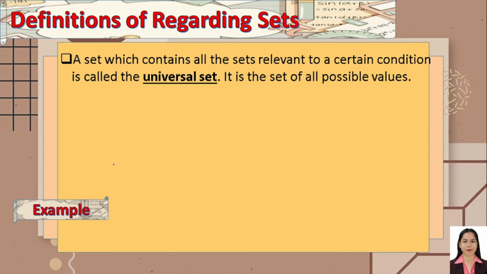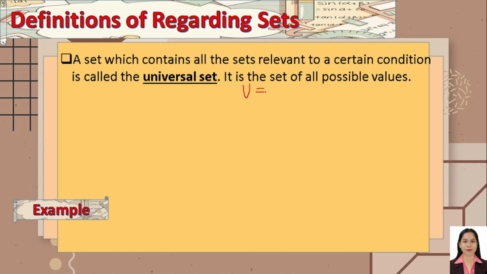Next, we have the universal set. So, pag sinabi natin universal set, it is the set of all possible values. So, a set which contains all the sets relevant to a certain condition is called the universal set. Or yung universal set natin, it is denoted by the letter U. So, parang ganun siya. Ibig sabihin, the combination of set A and set B and set C. Elements ng A, B, and C.